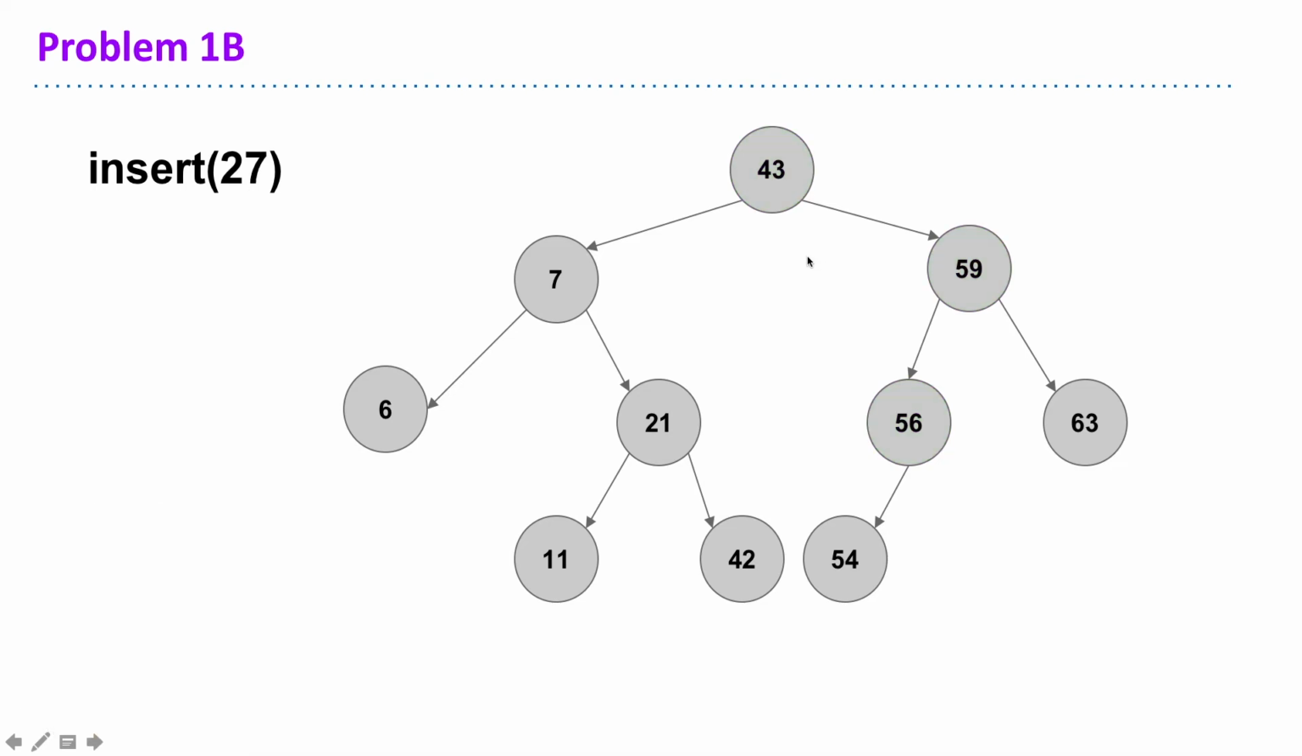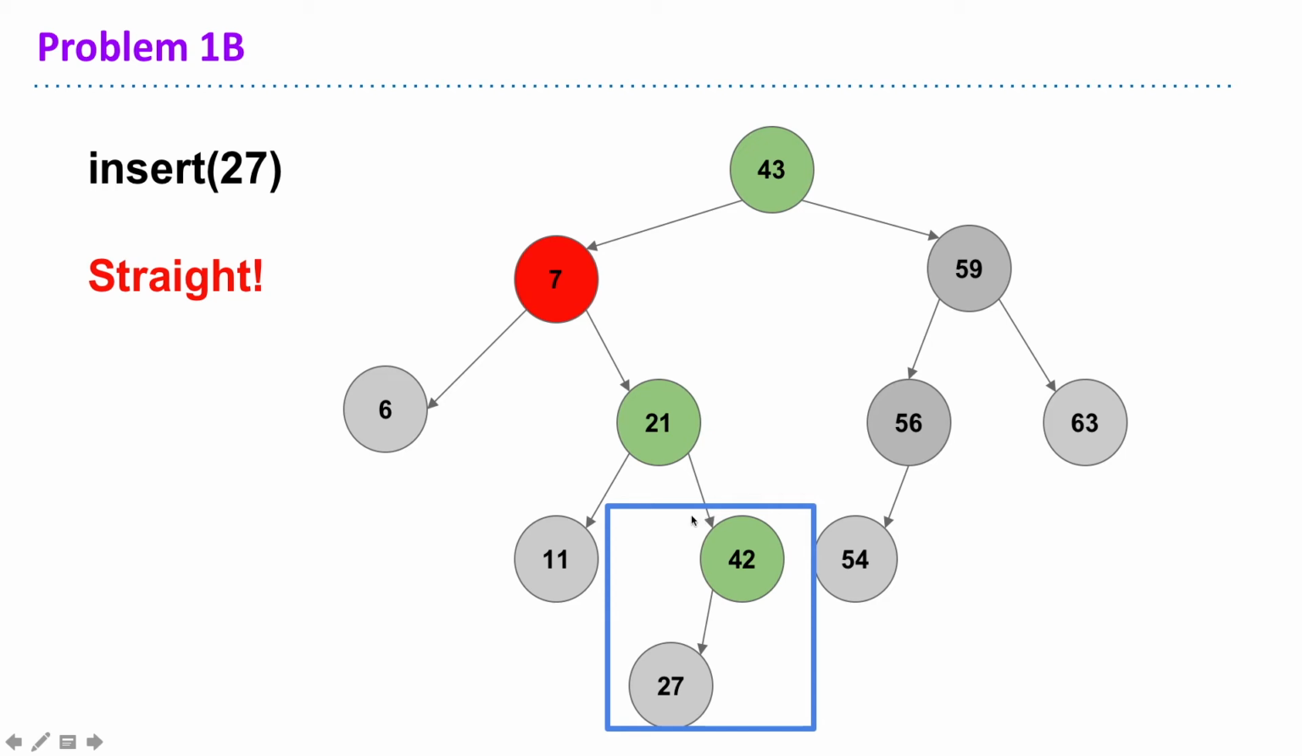Okay. Next element we'll insert is 27. So 27 is going to be inserted at the left of 42. So we'll check for our AVL balance. So this is 0, 0. This is okay. This is 1, 0. This is also okay. This is 1, 2. This is also okay. And then this is 1, 3. This is not okay. So 7 is where the imbalance is. So now we have to figure out what rotations we'll need to use.